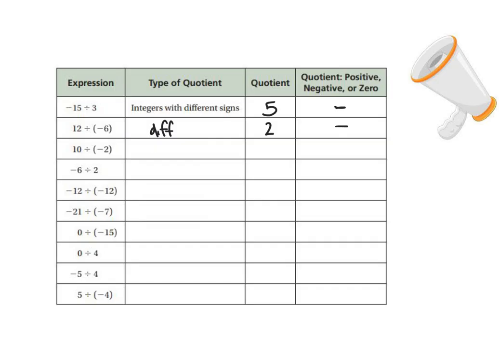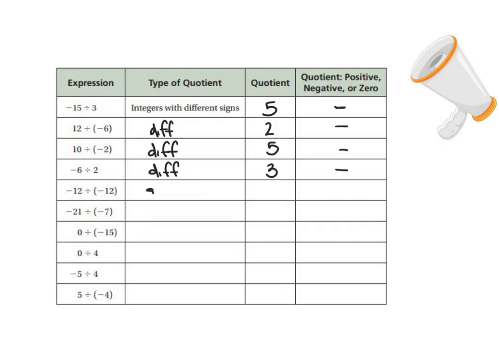10 divided by negative 2. They have different signs. 10 divided by 2 is 5. And positive divided by a negative is negative. Negative 6 divided by 2. They have different signs. 6 divided by 2 is 3. And the answer will be negative.